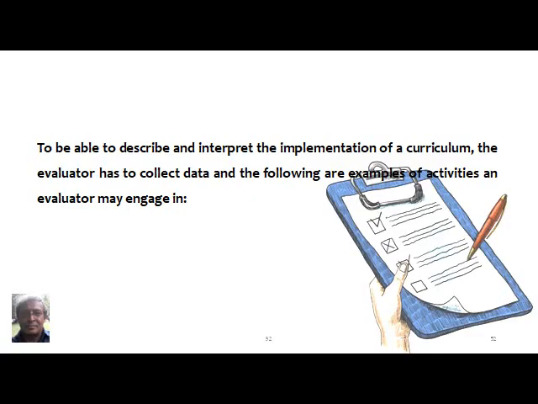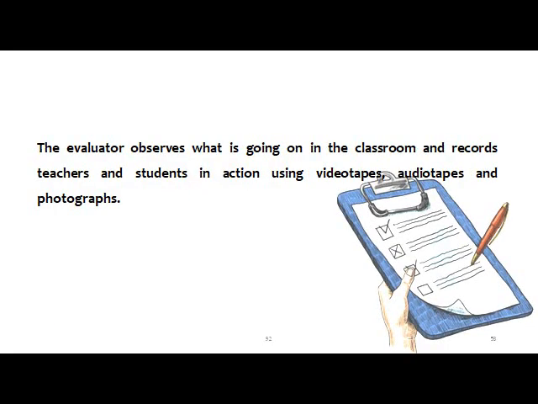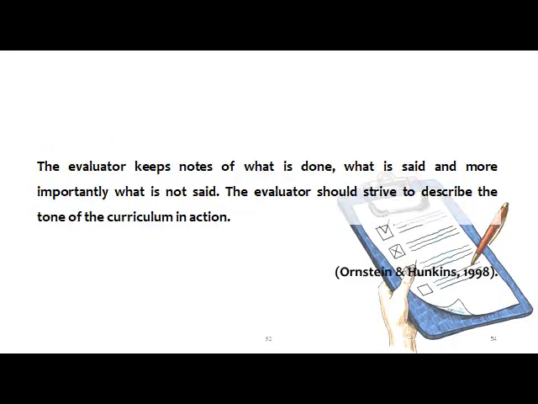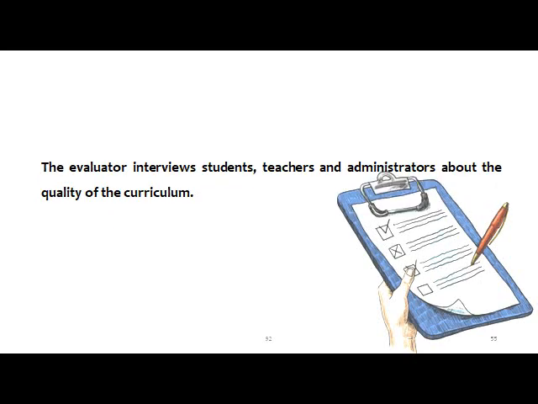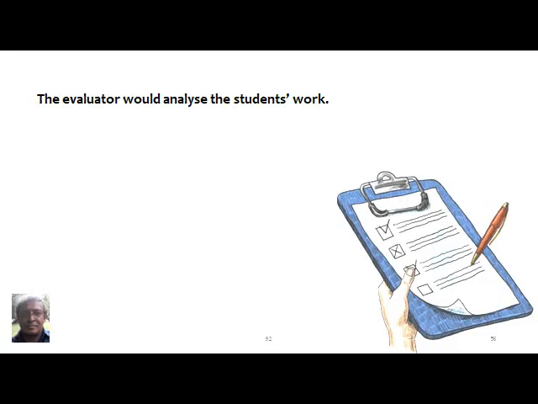To be able to describe and interpret the implementation of a curriculum, the evaluator has to collect data, and the following are examples of activities an evaluator may engage in. The evaluator observes what is going on in the classroom and records teachers and students in action using videotapes, audiotapes and photographs. The evaluator keeps notes of what is done, what is said and more importantly what is not said. The evaluator should strive to describe the tone of the curriculum in action. The evaluator interviews students, teachers and administrators about the quality of the curriculum. The evaluator would analyze the student's work.